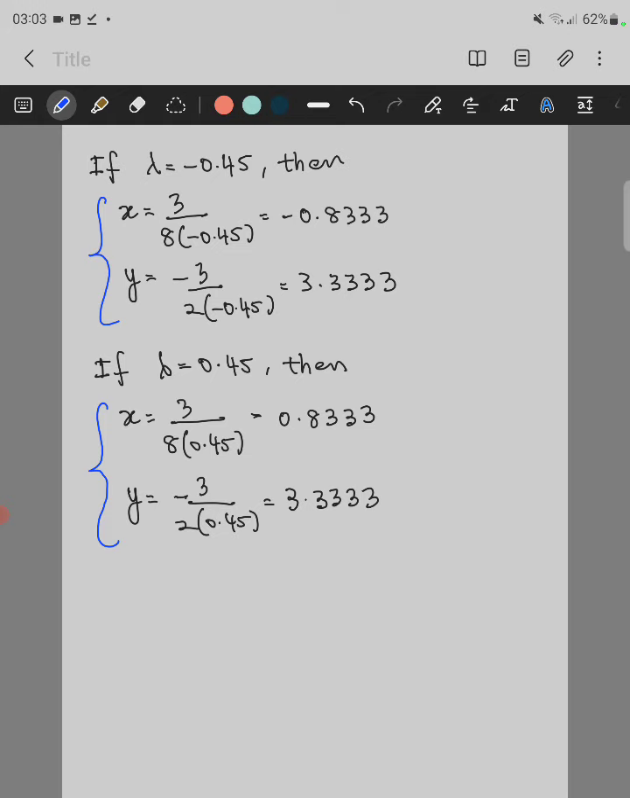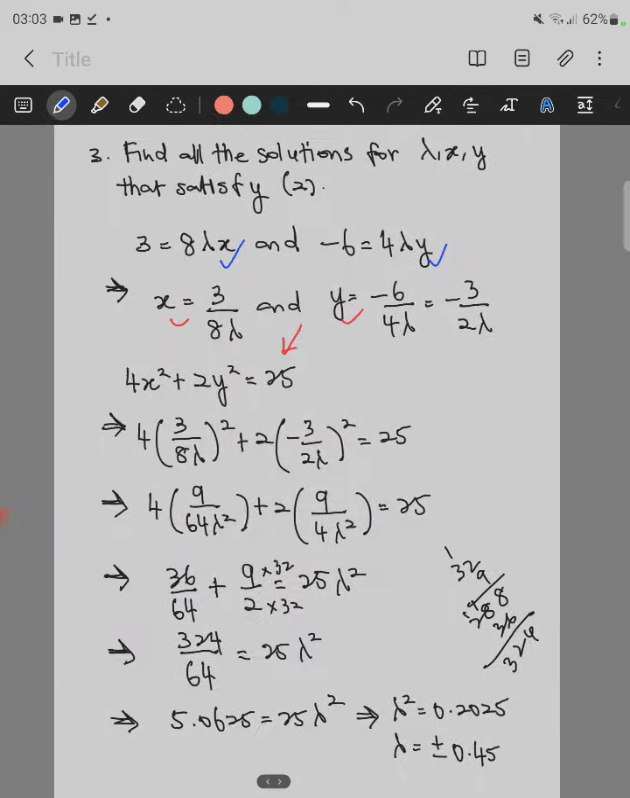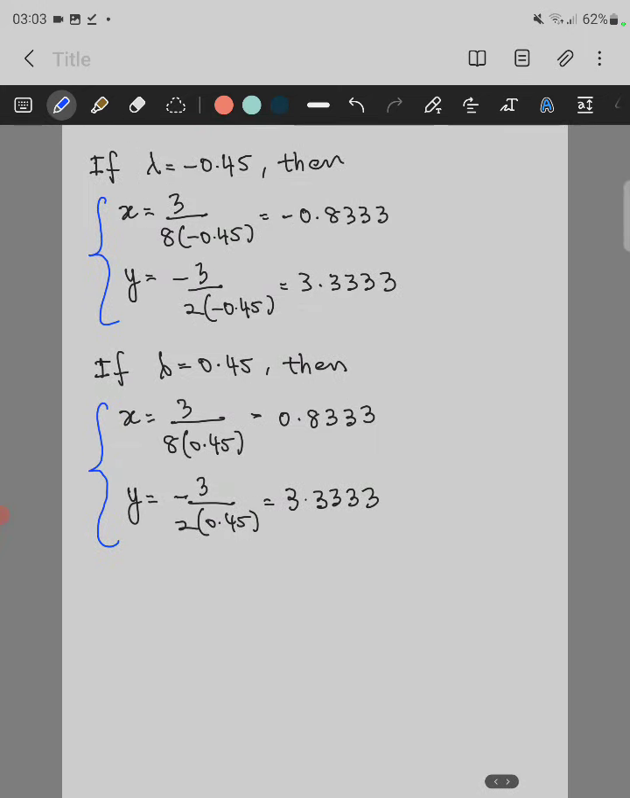So we have only two solutions for our lambda, x and y that satisfy this Lagrange multiplier condition from the second step. Now we come to the last step of this example, step number 4.